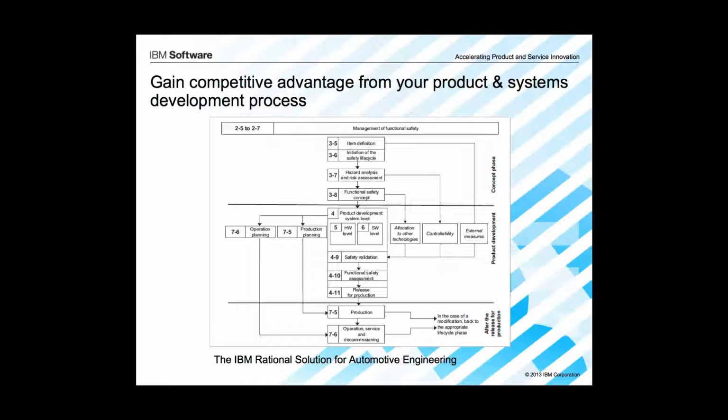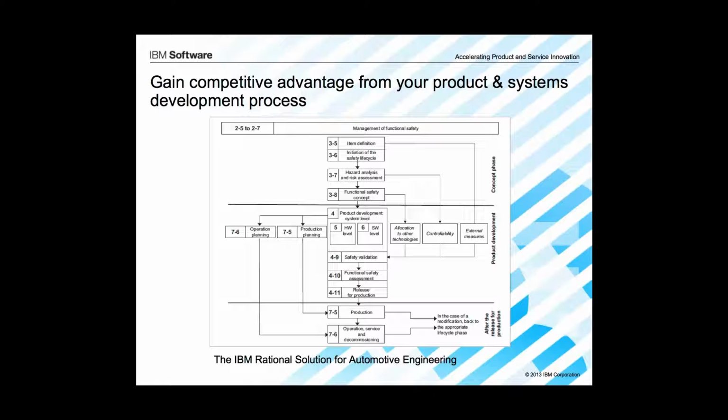Hello and welcome to this short demonstration, part of a series of videos demonstrating the IBM Rational Solution for automotive engineering. The IBM Rational Solution is a set of capabilities and best practices to help organizations develop products that must comply with the ISO 26262 functional safety standard.